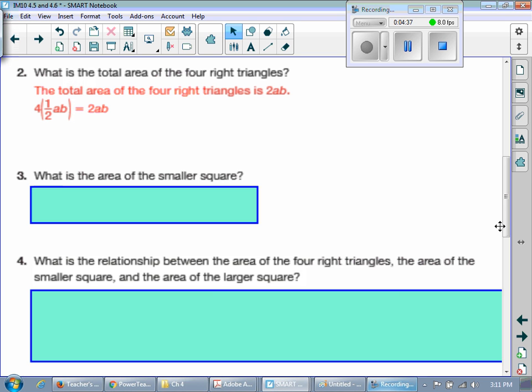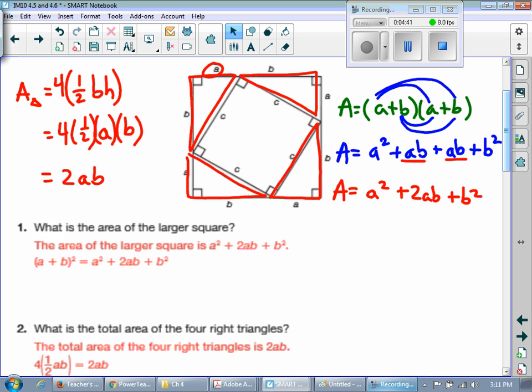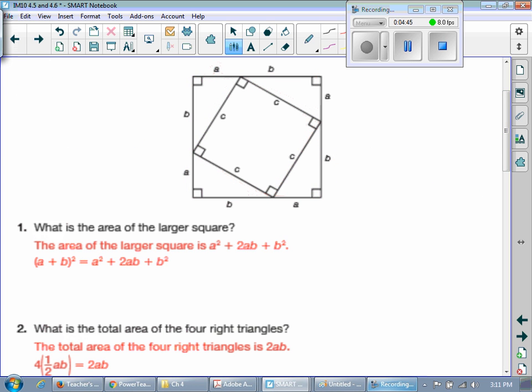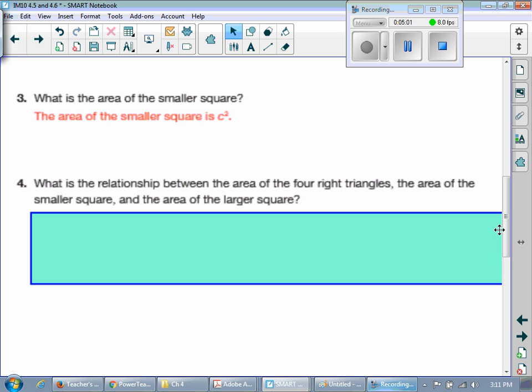Third question says, what is the area of the smaller square? Looking back at our drawing, I'm just going to clear the ink here so we can see everything. In our drawing, this is the smaller square. And remember before that I said that area of a square is just side squared. If my side is c, area is equal to c squared. In other words, length times width, c times c would be c squared.